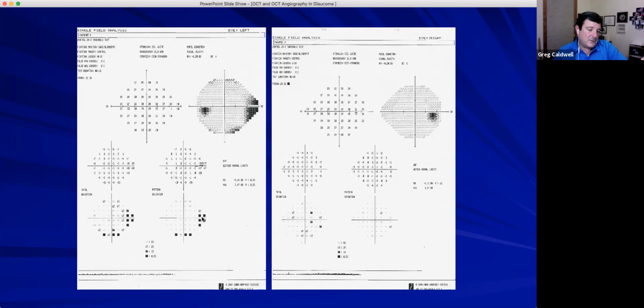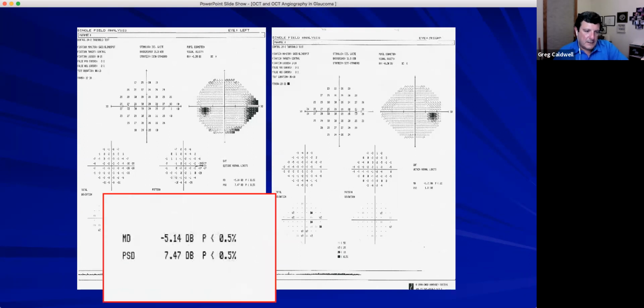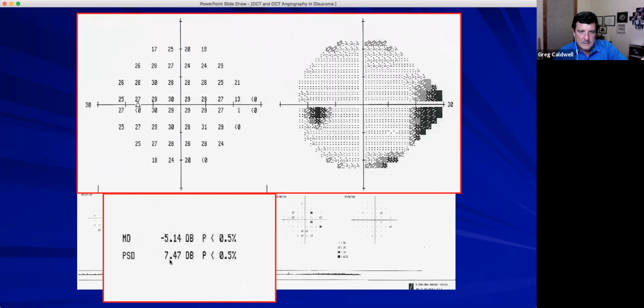So I'm not sure a nasal defect would be ocular hypertension. When we take a look, it's a mild to moderate defect, very localized. And you can see right here, it's these points right here creating this nasal defect. These ones right here.